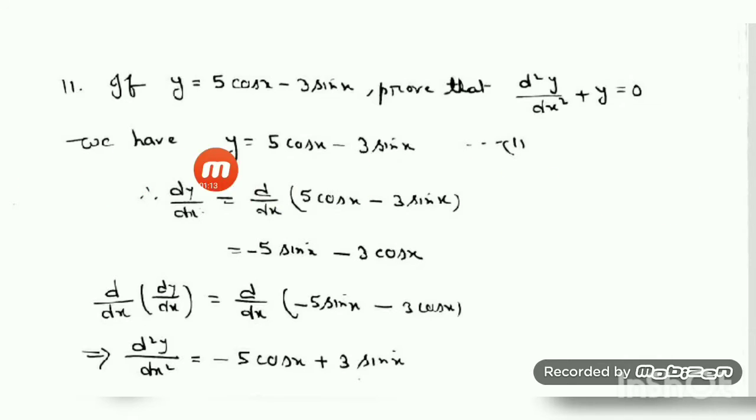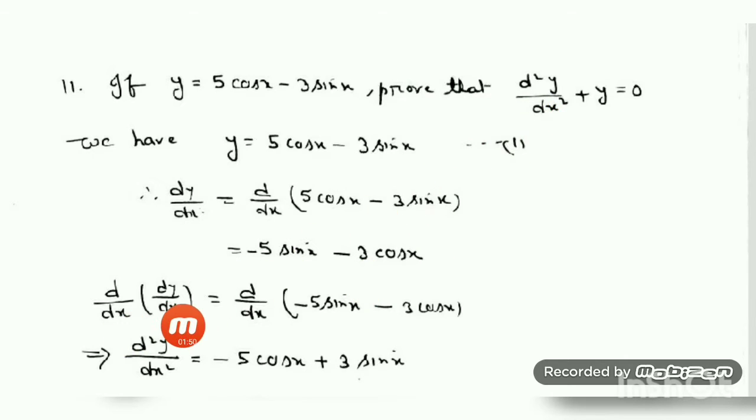First write down the given y. Your y is 5 cos x minus 3 sin x. Now to get d2y/dx2, we have to find dy/dx first. I am going to use it later, that is why I name it as 1. Then dy/dx equals d/dx of 5 cos x minus 3 sin x. Taking the derivative, 5 is constant, comes out. d/dx of cos x is minus sin x. Minus 3 comes out, d/dx of sin x is cos x. Hope you understand it. After this, we differentiate once more with respect to x to find d2y/dx2.